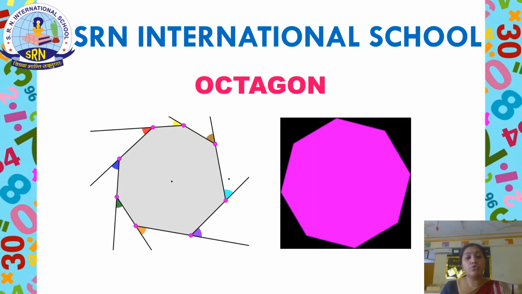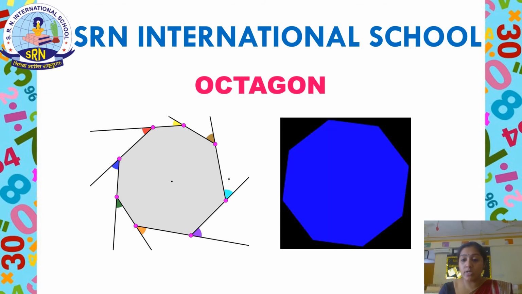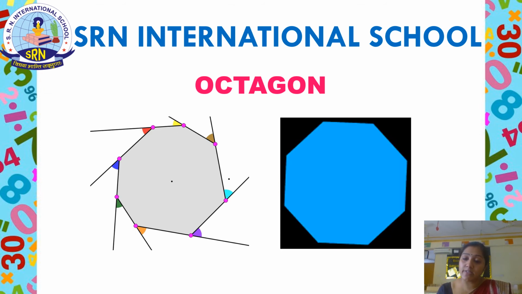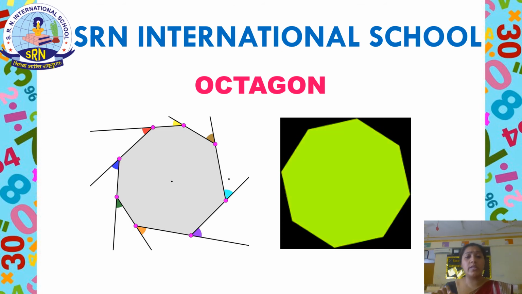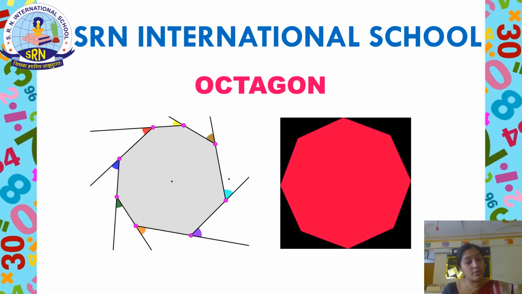Next, we come on to octagon. Octagon is the figure, as the name says. Octa means 8. So it's a closed figure that has 8 sides, 8 internal angles, 8 external angles, 8 vertices, and the number of diagonals, again you can find with the formula n into n minus 3 by 2. It will give you the number of diagonals as 20.